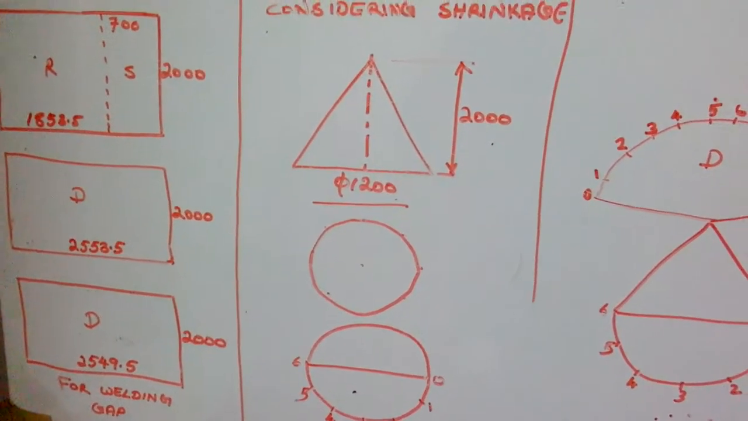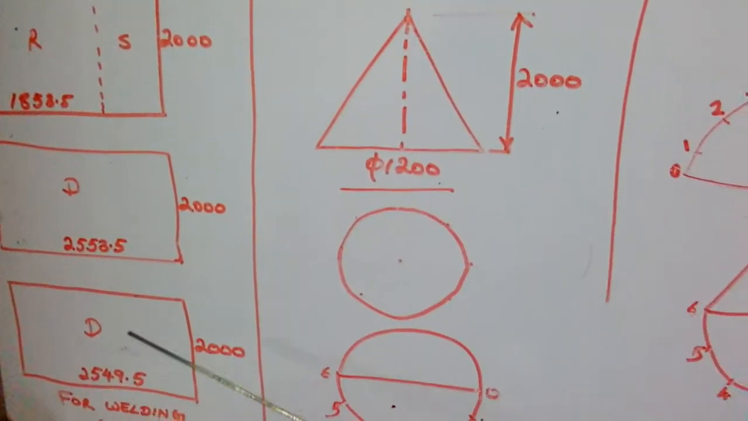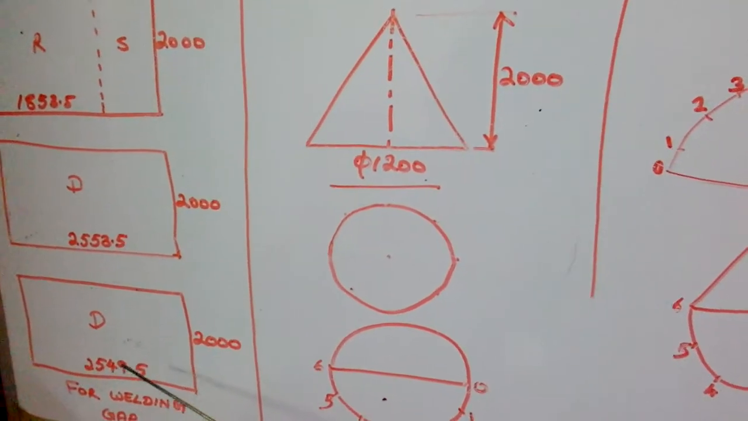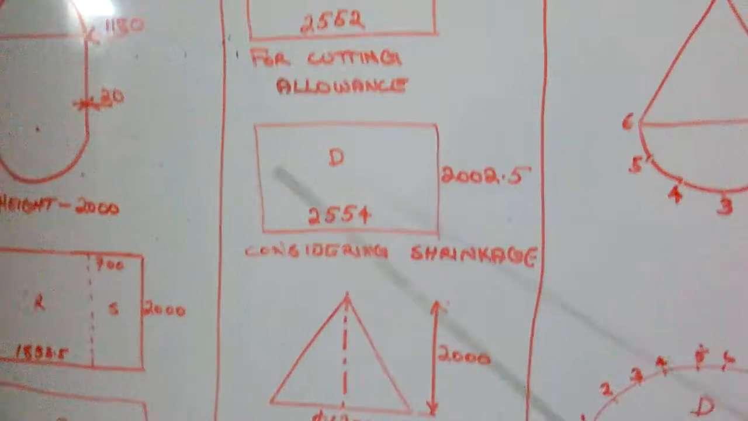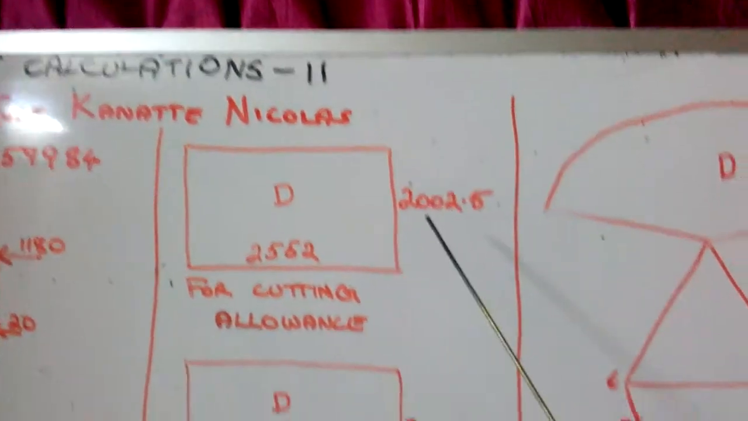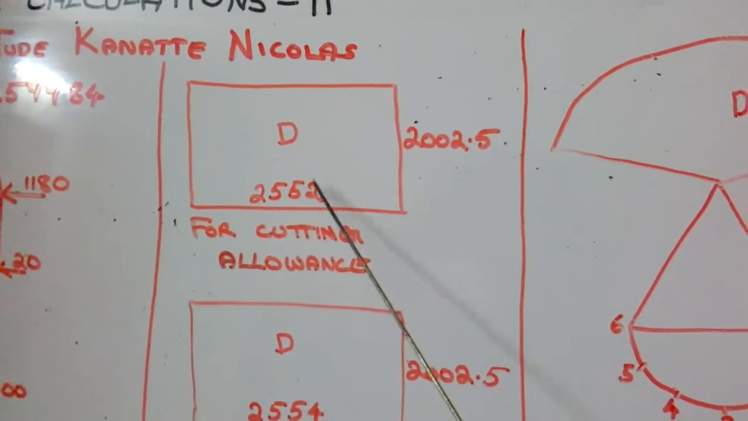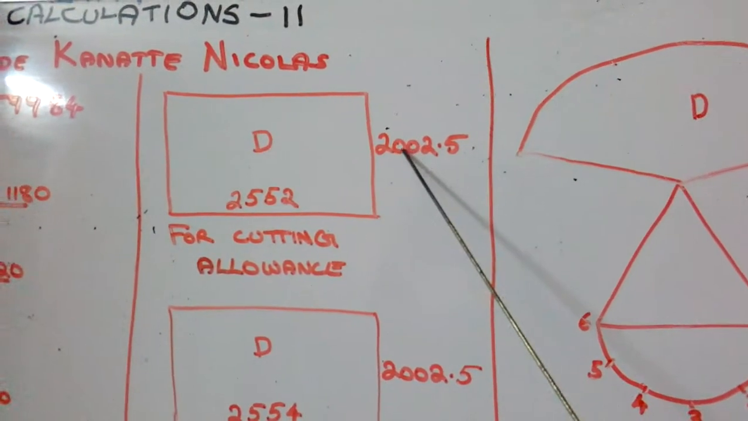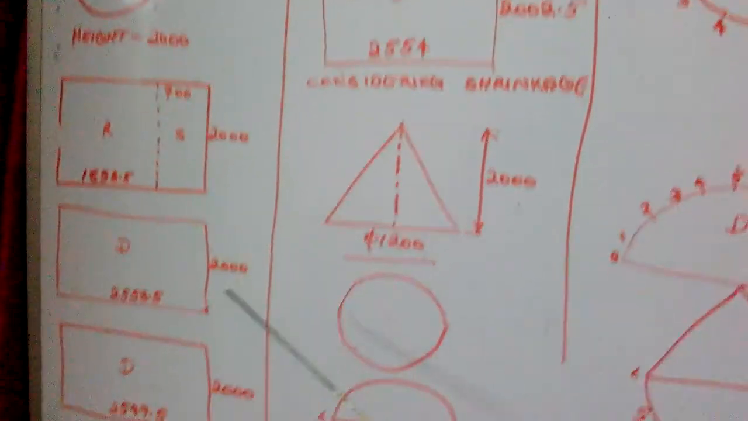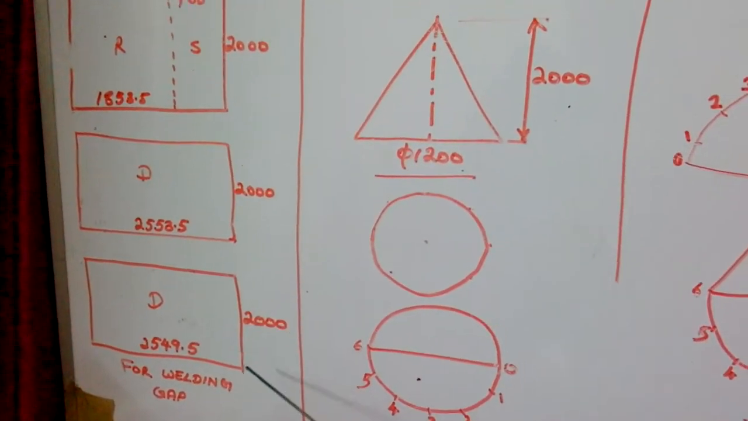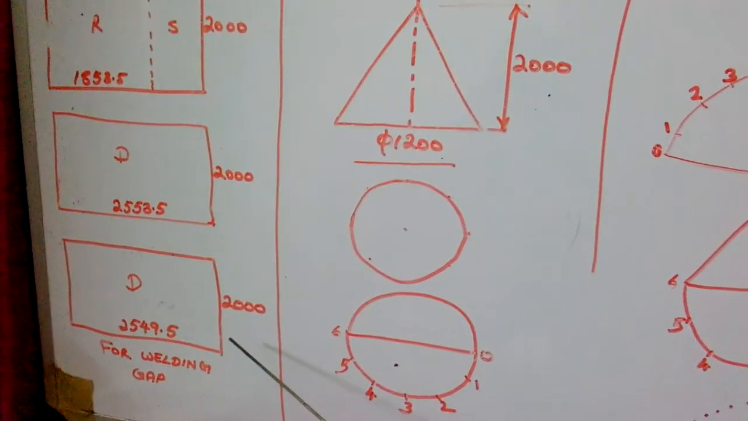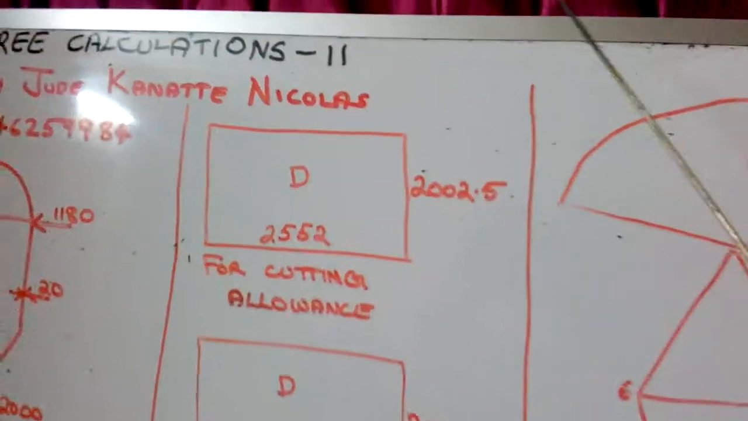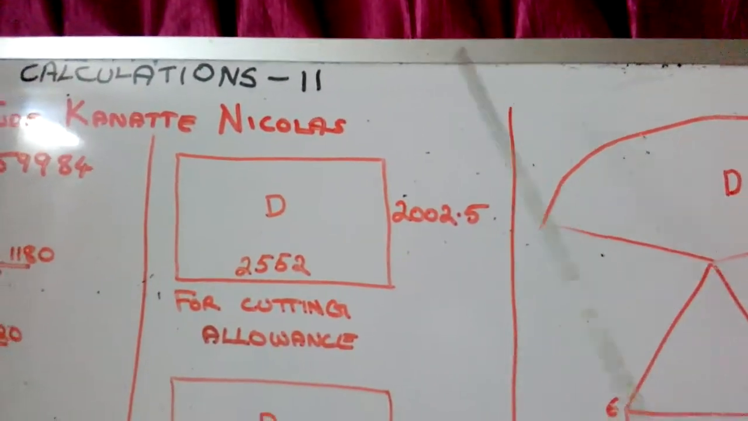So what do we have to do? We have to add 2.5 mm to this 2549.5. Then it will become 2552. Last time I had told about it. Here also we have to increase the length because in this portion also we are cutting. I am not describing more about it. Last time I had told about it. You have to see the last episode. Okay. So we increased 2.5 mm for gas cutting allowance.